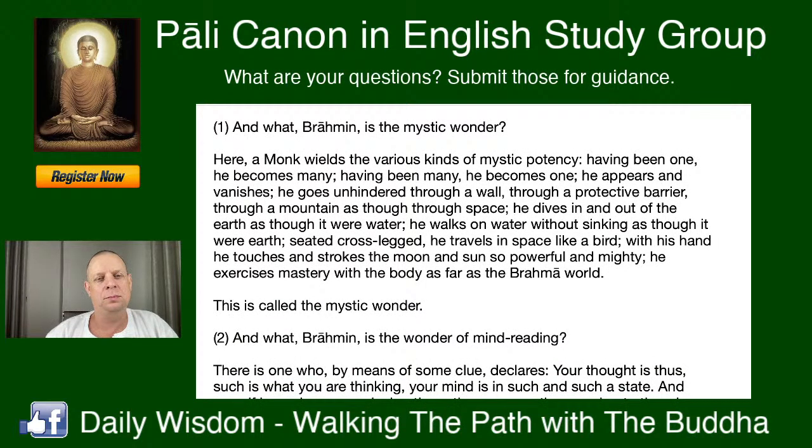Here, a monk wields the various kinds of mystic potency. Having been one, he becomes many. Having been many, he becomes one. He appears and vanishes. He goes unhindered through a wall, through a protective barrier, through a mountain as though through space. He dives in and out of the earth as though it were water. He walks on water without sinking as though it were earth. Seated cross-legged, he travels in space like a bird. With his hand, he touches and strokes the moon and sun, so powerful and mighty. He exercises mastery with the body as far as the Brahma world. This is called the mystic wonder.